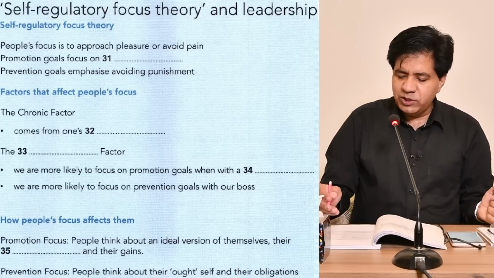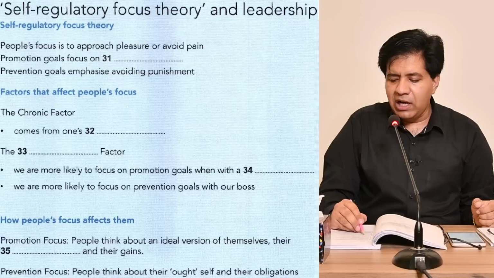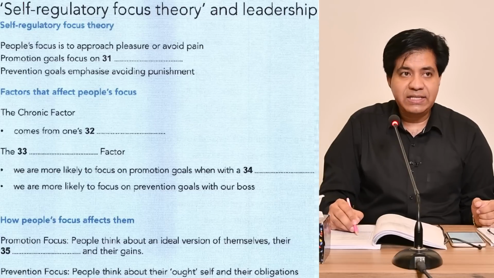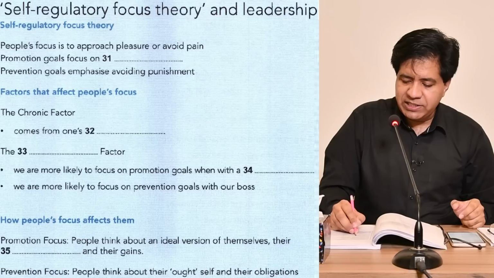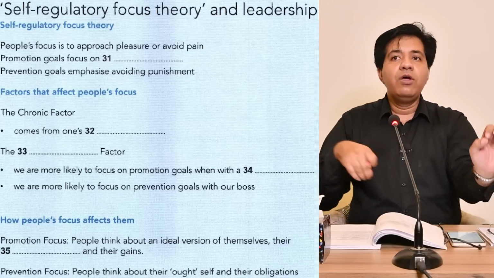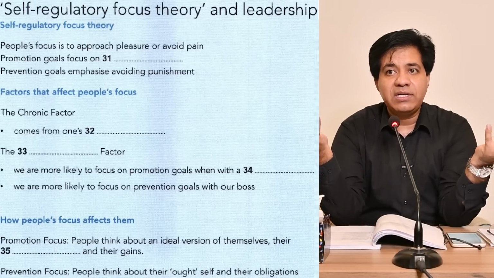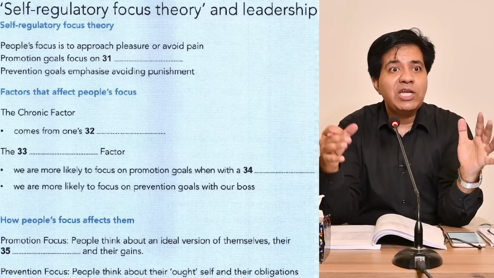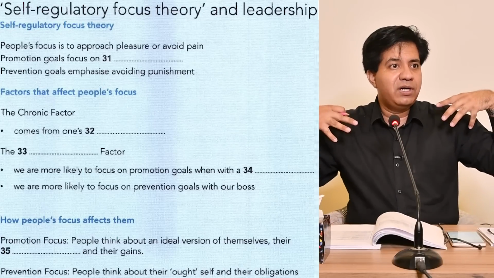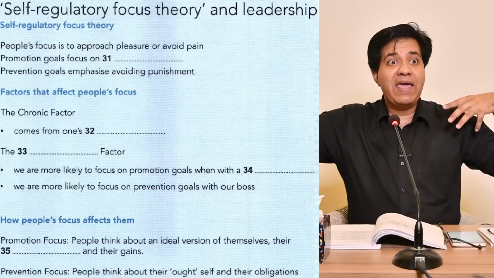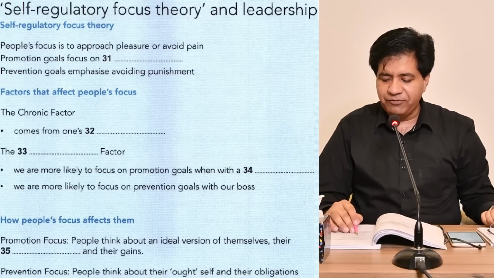Okay, the first one is chronic factor. Question number 32 comes from one's dash. Now for one's, listen, underline this word. Let me tell you what they are going to do with one's. For one's, they can use the word someone, your, our, their. So any other word like that, and the answer is going to be right after that.